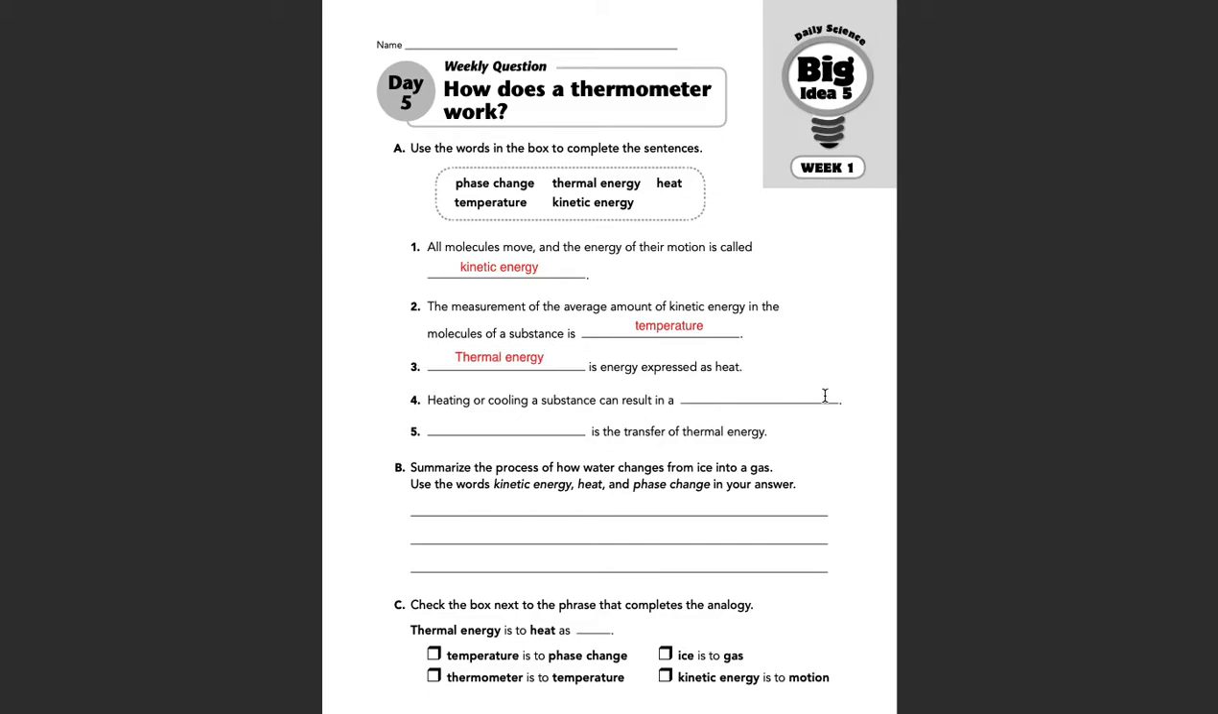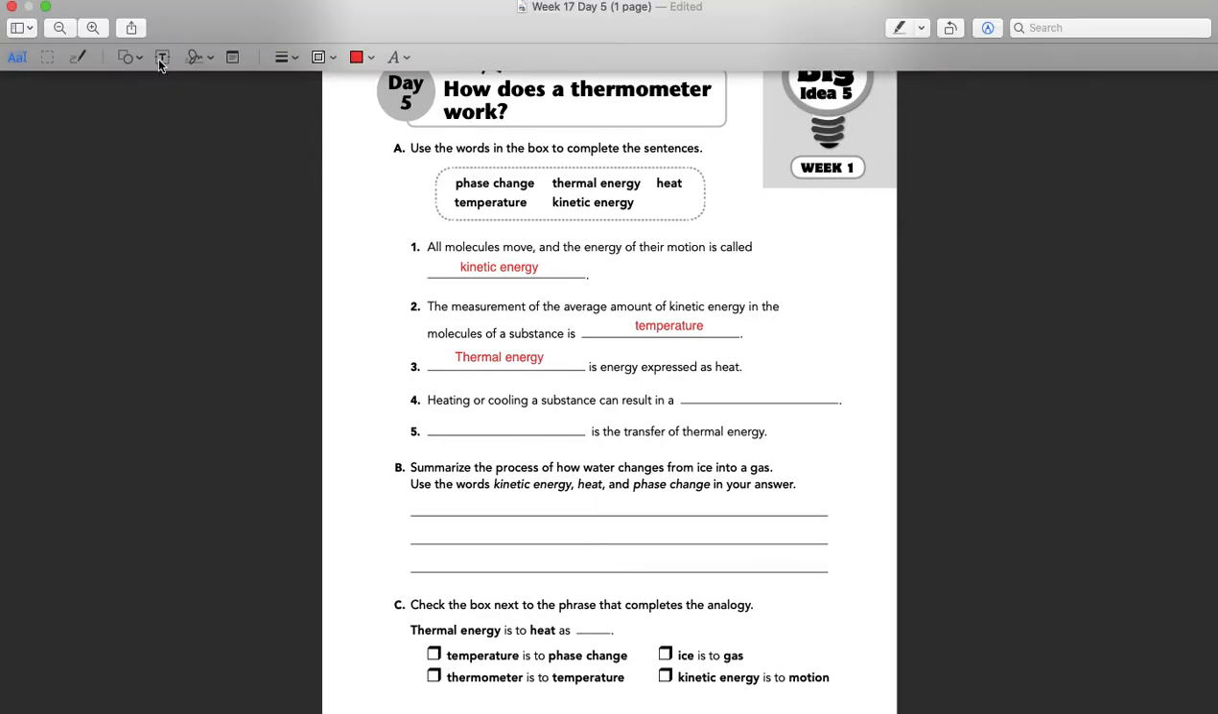Heating or cooling a substance can result in blank. So when we heat a substance up, it has a tendency to melt, go from a solid to a liquid. Or when we cool a substance, most of the time, if it's like a drink or something, it has a tendency to go from a liquid to a solid. Whenever we have that occurring from solids to liquids, liquids to gases, that is called a phase change.